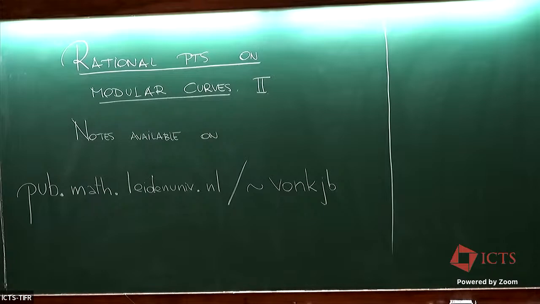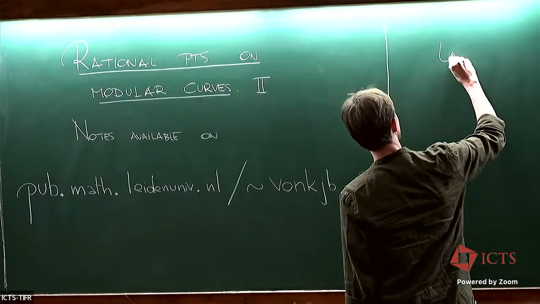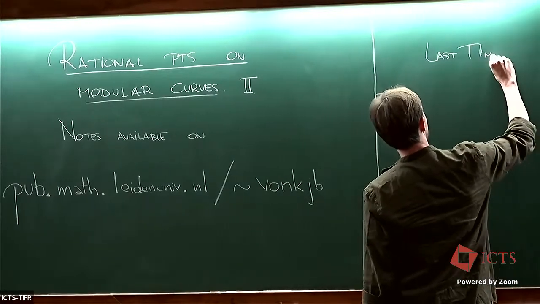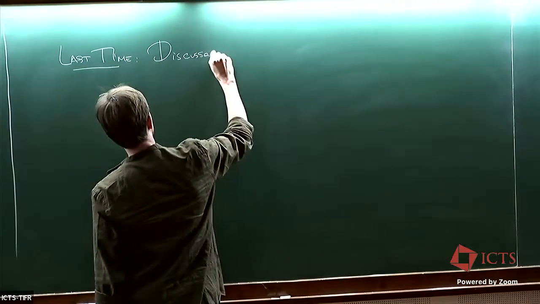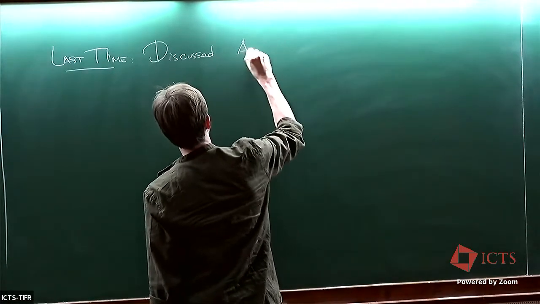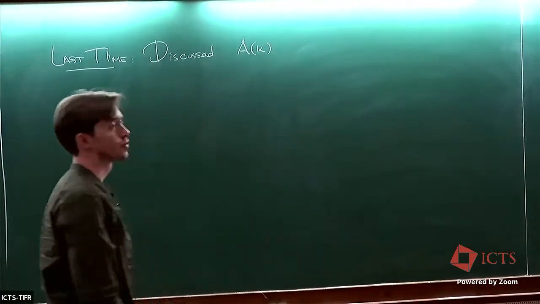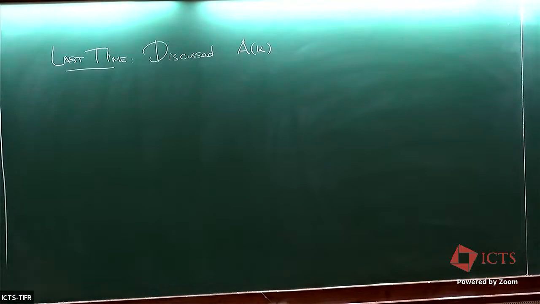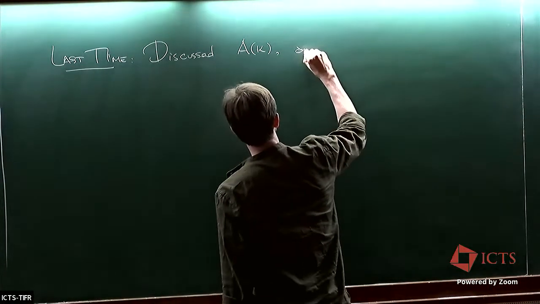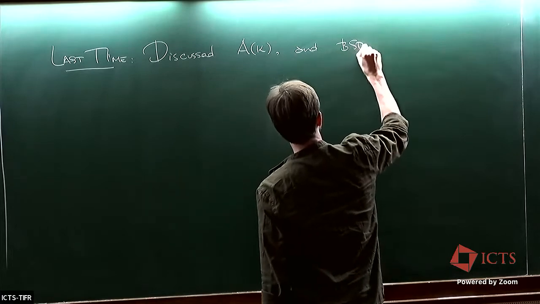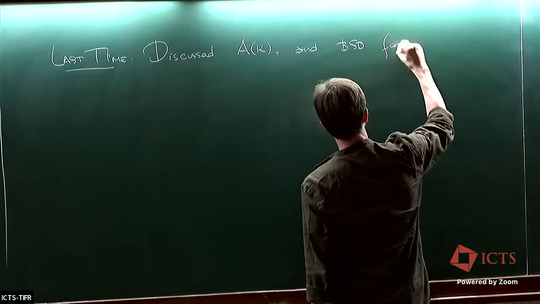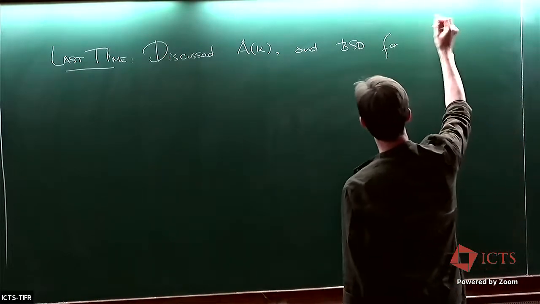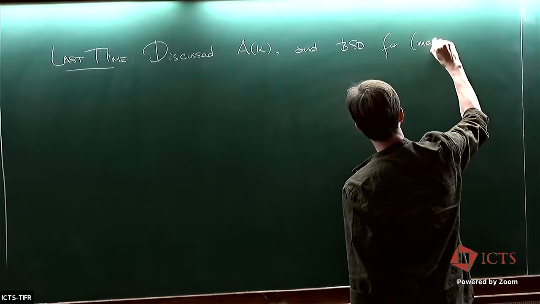All right. So last time we talked a little bit about Mordell-Weil groups of abelian varieties. We discussed the weak Mordell-Weil theorem, which was about the group of k-rational points on an abelian variety defined over a number field k. And we also discussed the Birch and Swinnerton-Dyer conjecture, and we gave an explicit form of it for modular abelian varieties.